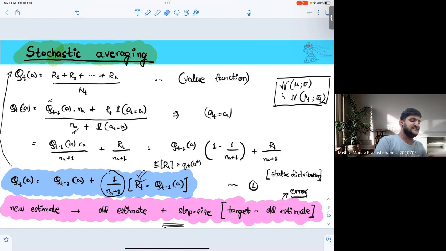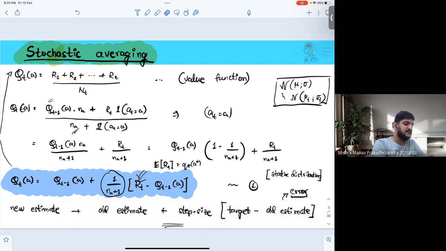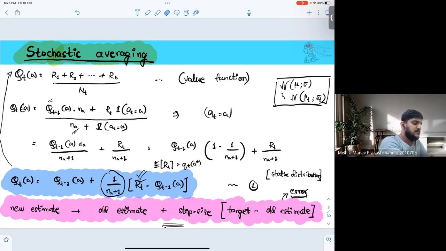So in this case, usually what we do is we work with a constant step size parameter. My step size parameter is denoted by some variable alpha, and my alpha always should lie between 0 and 1. My alpha is necessarily less than 1 and greater than 0.